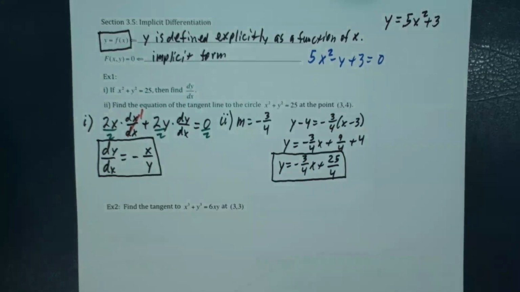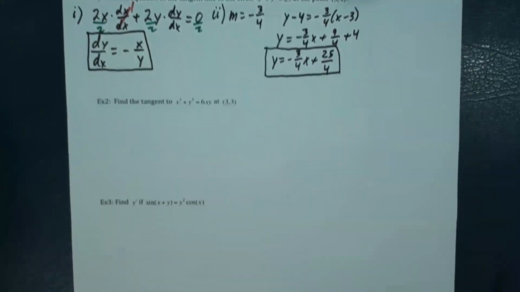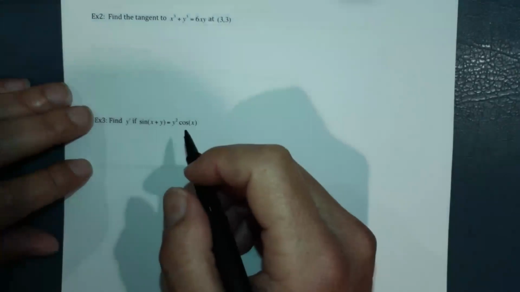All right, next up for example 2, we are going to find the tangent at the point 3, 3. So we're not looking for the equation of the tangent line. We're just looking for the tangent. Actually, it doesn't say exactly, but this probably does mean the tangent line. So we'll go ahead and finish that.